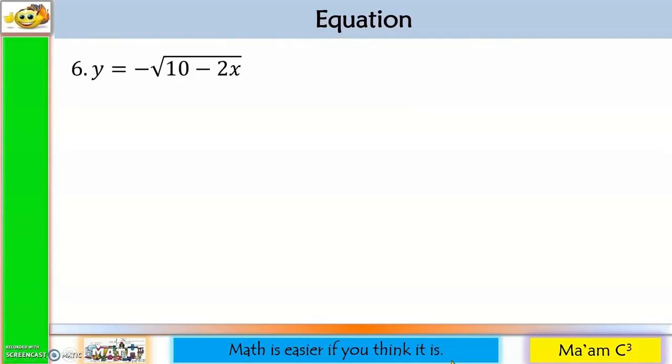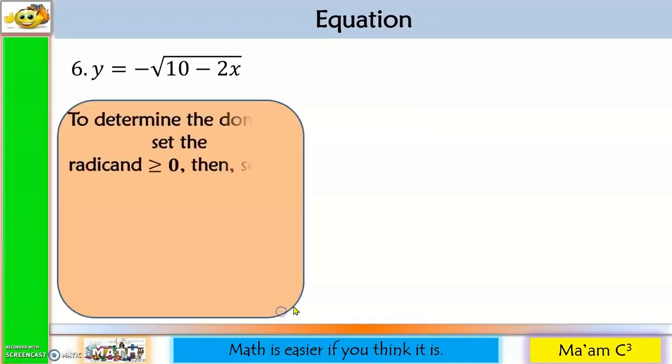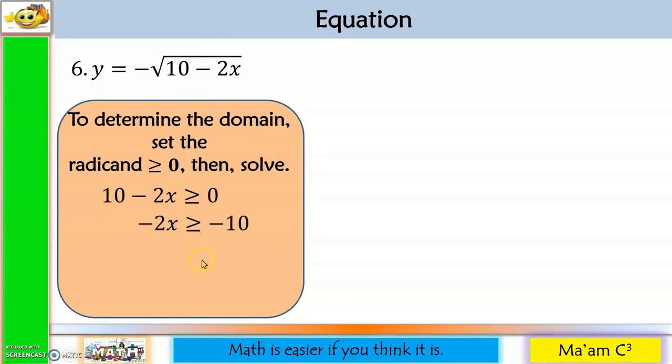Number 6, y is equal to negative square root of 10 minus 2x. So for the domain, let's set our radicand greater than or equal to 0. Let's move 10 to the other side. So we have negative 2x greater than or equal to negative 10. And then we divide both sides by negative 2.